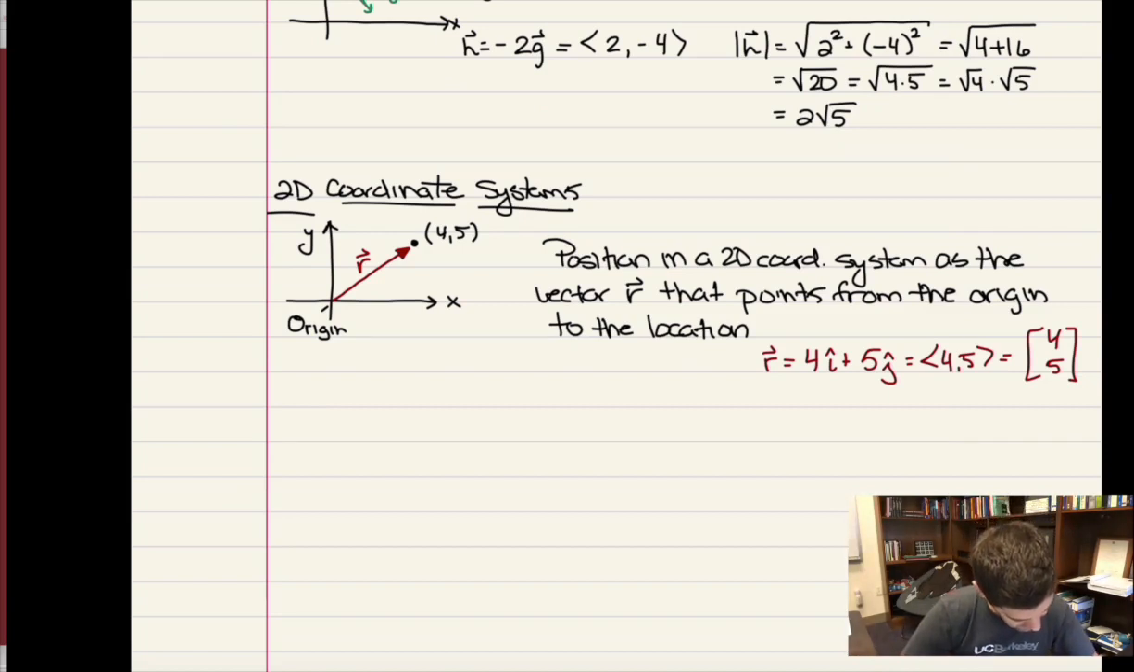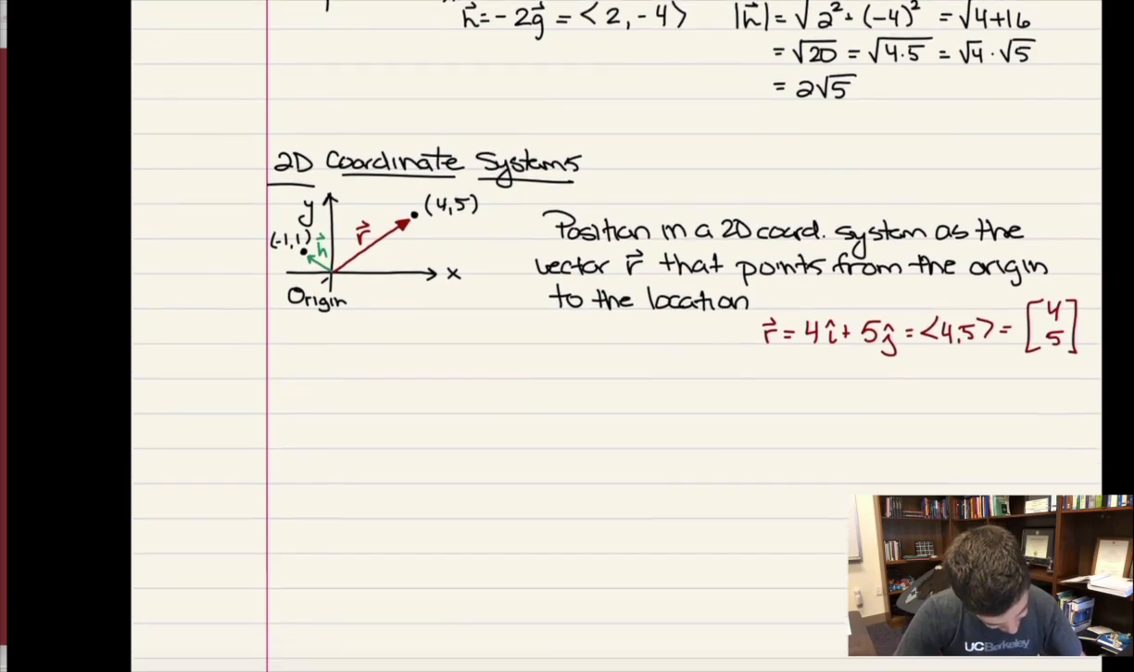I could have some other point over here. Maybe this is -1, 1. And I could define another position vector, maybe I call it h, where h in that case would be -1, 1, for example. It's saying the position of that coordinate relative to your coordinate system.